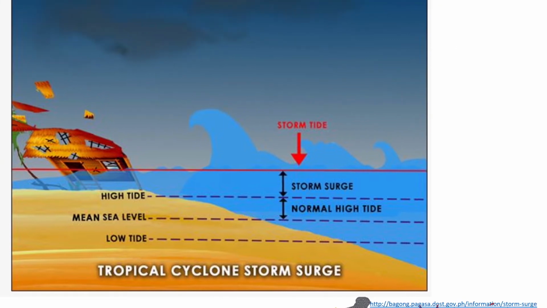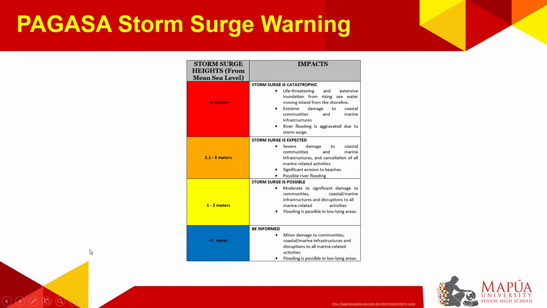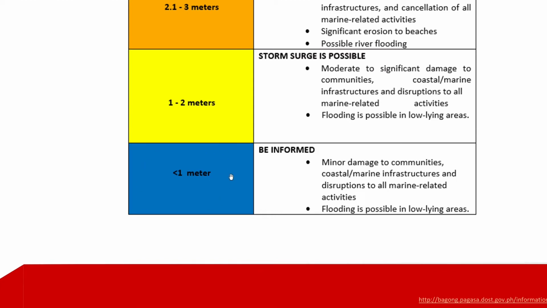Now, when it comes to a tropical cyclone or a storm surge, there are four levels to consider. Pag-asa has devised what we call the Pag-asa storm surge warning levels to determine the height of the storm surge itself and its corresponding impact to the communities around it. For example, the first level is the blue level, or less than 1 meter high of a storm tide, or surge tide. So from the high tide, it's less than 1 meter higher.